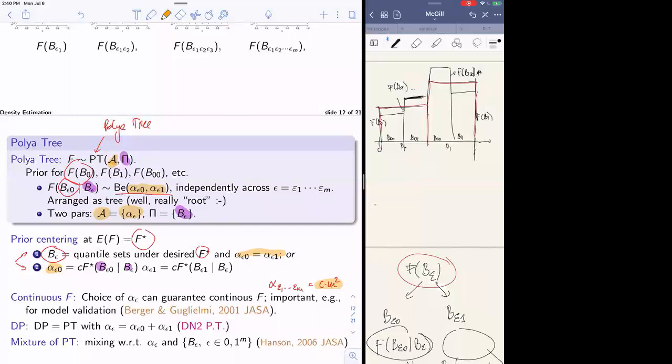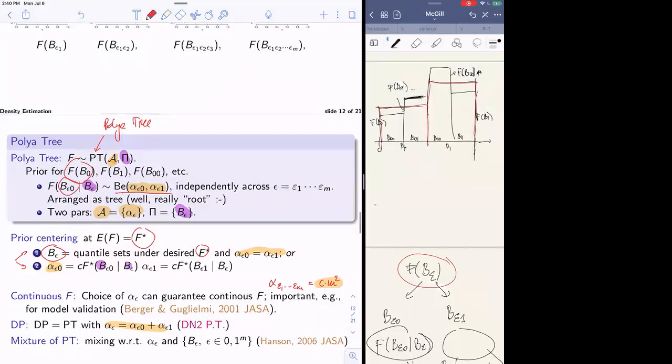For example, there's a nice old paper by Berger and Guglielmi who actually used it in an application. And here's a funny piece of trivia. Turns out if you choose the parameters such that alpha sub epsilon is the sum of the descendants, which by the way is not implied, like this one obviously does not comply with that requirement.